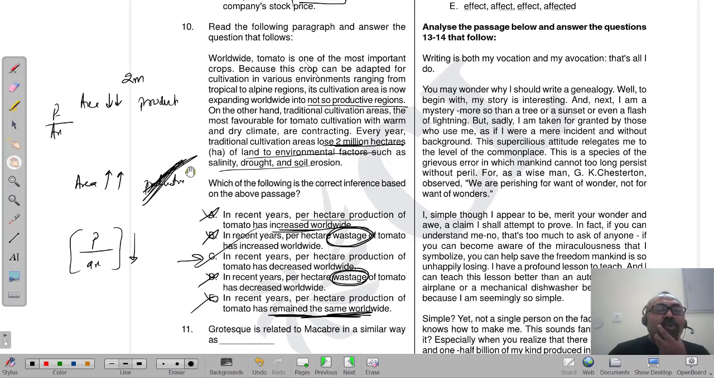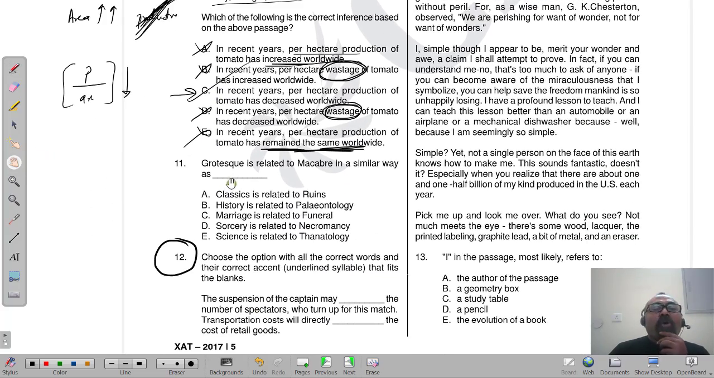Okay, let's look at question number 11. Grotesque is related to macabre in a similar way as what? First of all, this is a question where you need to understand the meaning of these words. Already we have necromancy, sorcery, thanatology, and paleontology, which you can understand. Marriage, funeral. So you have all these words.